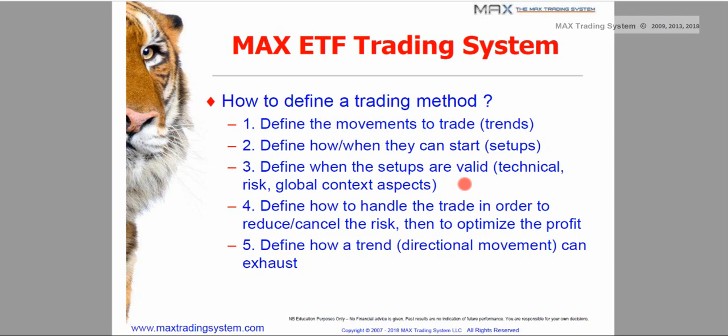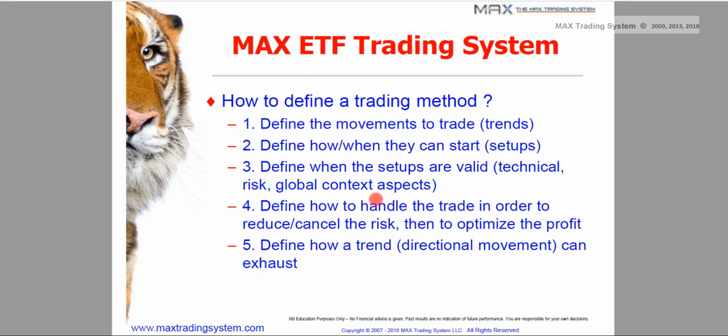And we consider that the validation must be made under three types of conditions. The technical validation, of course: the setup must have the correct pattern. Then we have to validate the setup for the risk the trade will involve, should we take the trade. And we have to consider also the global context. The trade must be in agreement with the global context. The global context are all the elements which may influence the market.